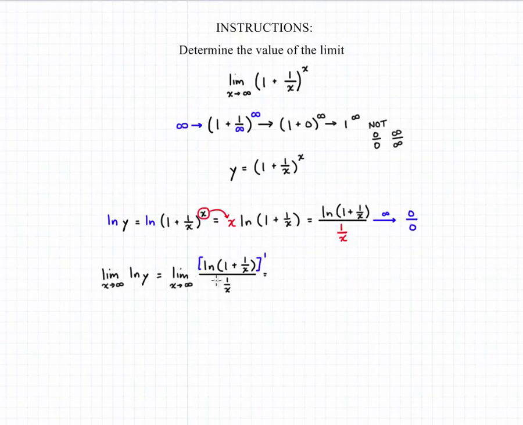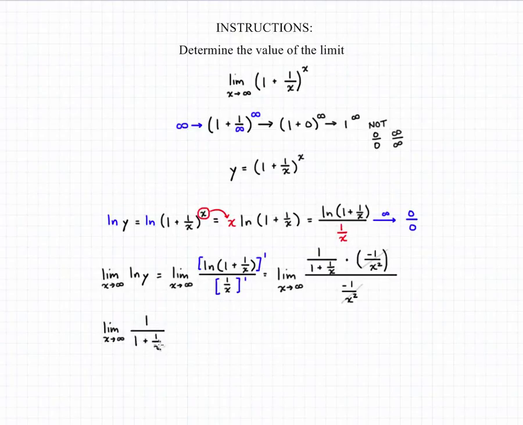So we apply L'Hopital's rule, we take the derivative of the numerator and place it over the derivative of the denominator, and that's going to give us, in our numerator, 1 over 1 plus 1 over x, multiplied by negative 1 over x squared, and that's all going to be over negative 1 over x squared. So we can cancel out the negative 1 over x squared in the numerator and in the denominator, and that will leave us with the limit as x approaches infinity of 1 over 1 plus 1 over x.